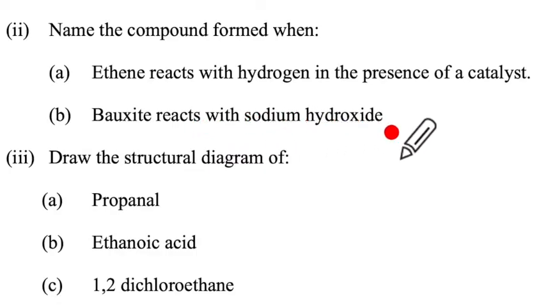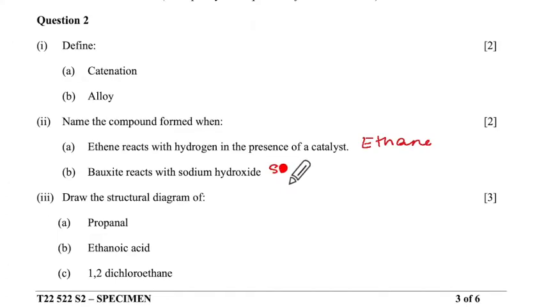Bauxite reacts with sodium hydroxide. Now this is your Bayer's process. We have Al2O3.2H2O with NaOH gives us NaAlO2. So we have sodium aluminate.